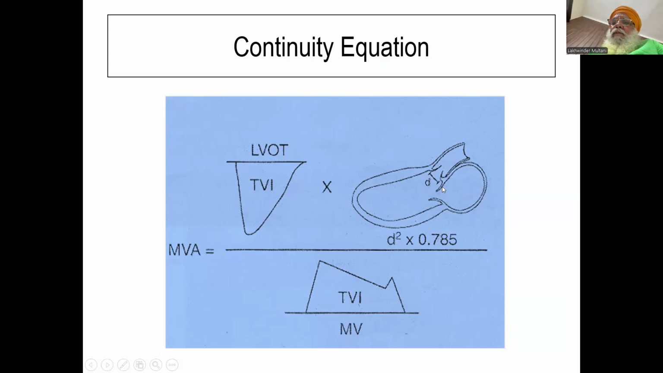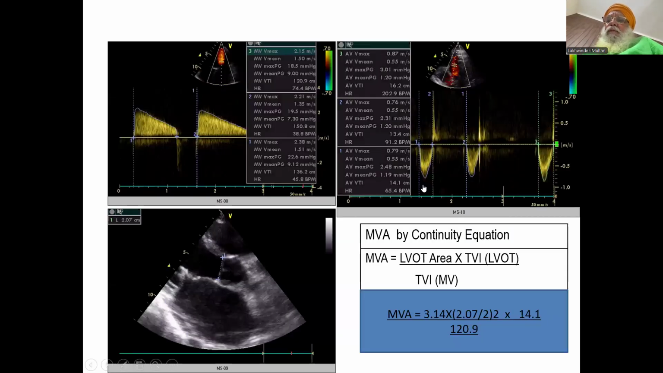Fortunately, we have an area of this LVOT, and we have an LVOT VTI. So how do we get the LVOT area? We go to the LVOT, measure the LVOT diameter, divide by 2, square that, and multiply by 3.14. The next thing is the LVOT VTI. We go to the 3-chamber or 5-chamber view, put a sample volume in the LVOT and get the LVOT VTI. So area times VTI will give you the stroke volume at the level of the LVOT.